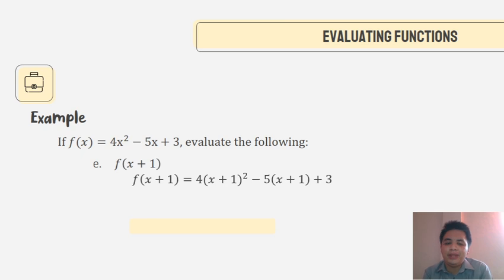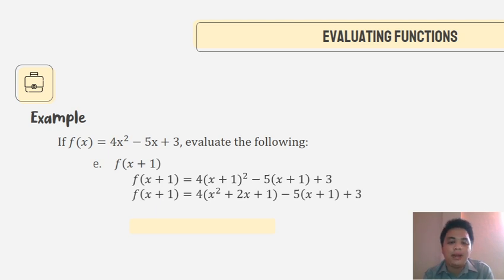So, ngayon, kung nahihirapan ka mag-expand ng binomial, so, again, I will have a separate video for that para mas basicin mo yung mga ganyang klase ng problem. So, kung alam mo na kung paano yung ginagawa, so, magiging ganito siya. So, magiging 4 multiplied by x squared plus 2x plus 1 minus 5 multiplied by x plus 1 plus 3. So, anong ginawa? In-expand ko lang yung binomial or in-squared ko siya.